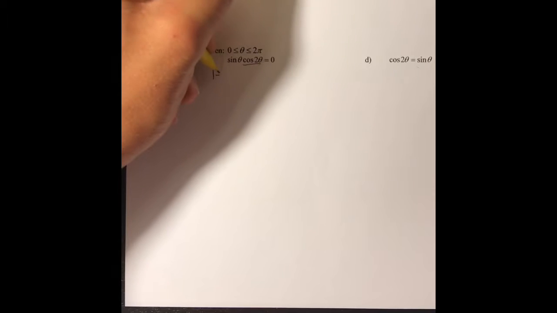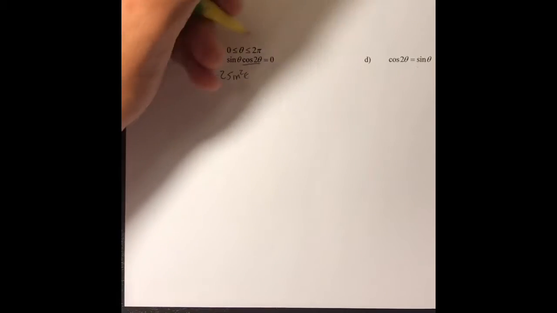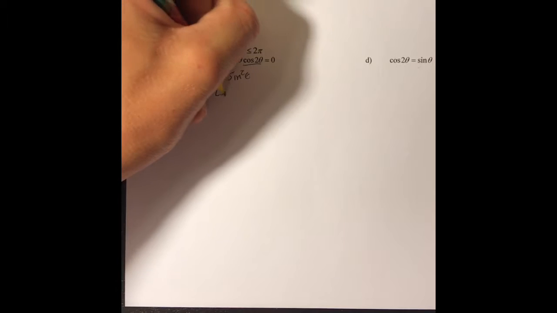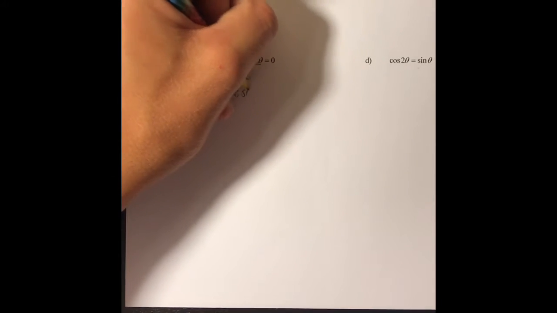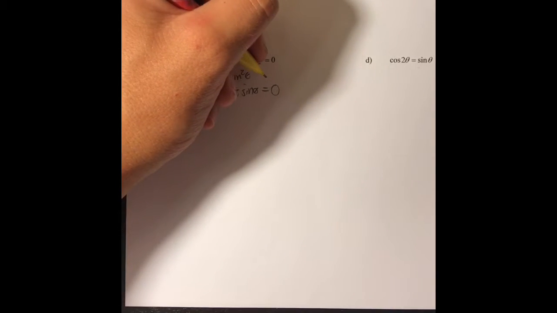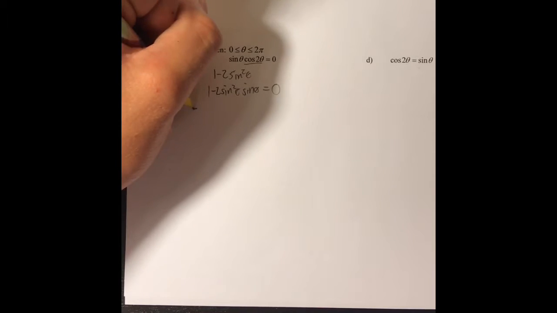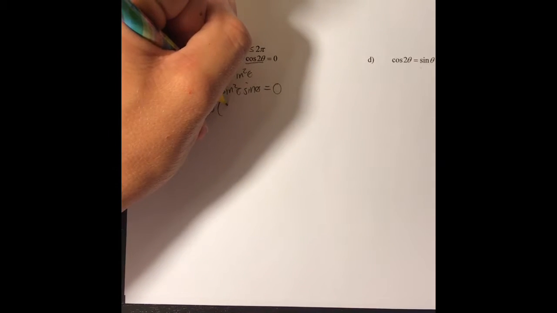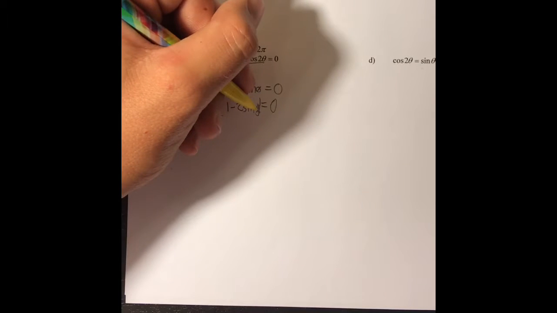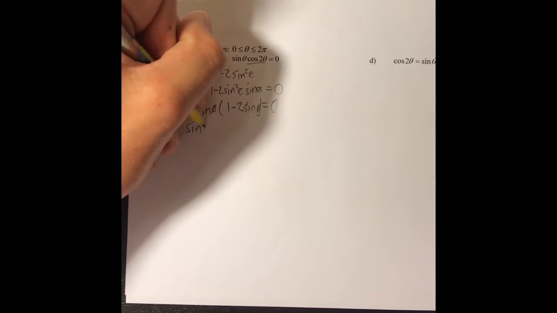For C, what you're first going to want to do is rewrite cosine 2θ as 1 minus 2 sine squared, because you already have a sine right here. And since you have a sine right here, you're going to times it by sine, so it's going to be 1 minus 2 sine squared times sine equals 0. Now from there, you're going to take out a sine, and once you take out a sine, you're going to get 1 minus 2 sine equals 0. Now since you took out a sine, sine is going to equal 0, and sine is going to also equal 1/2.